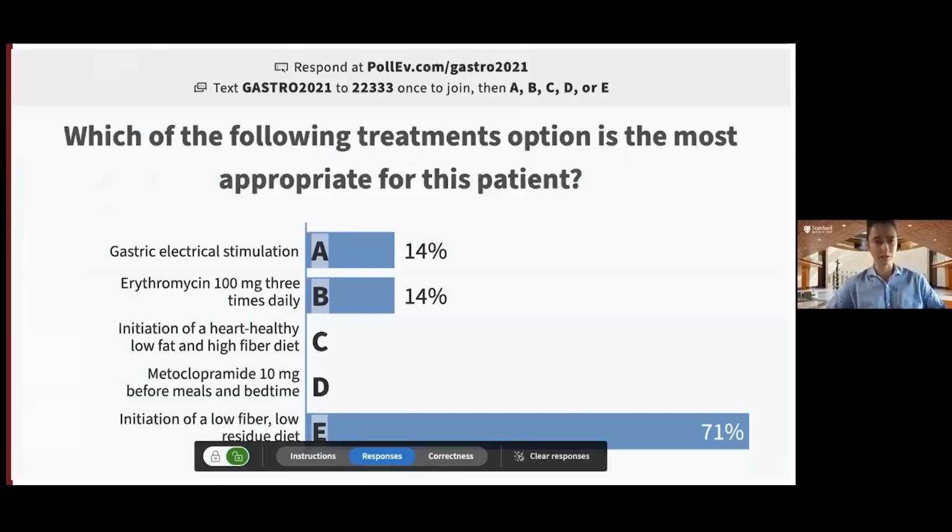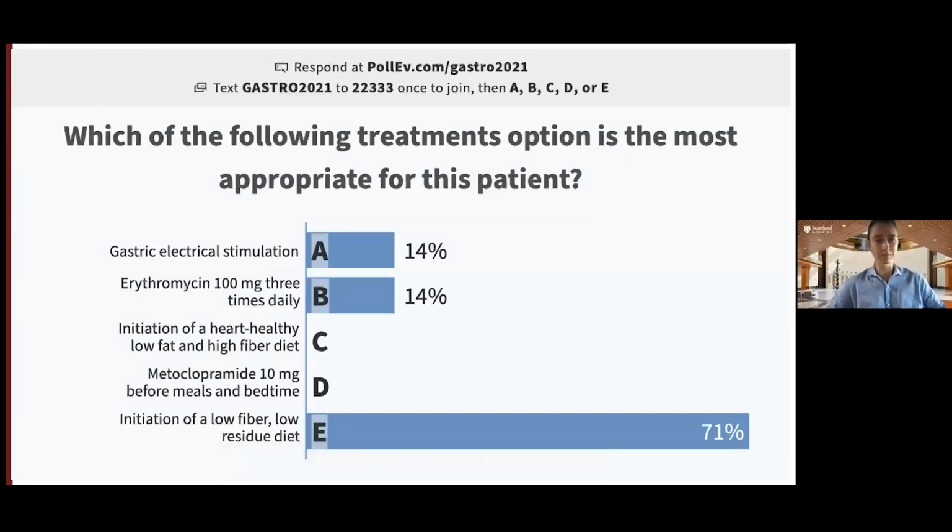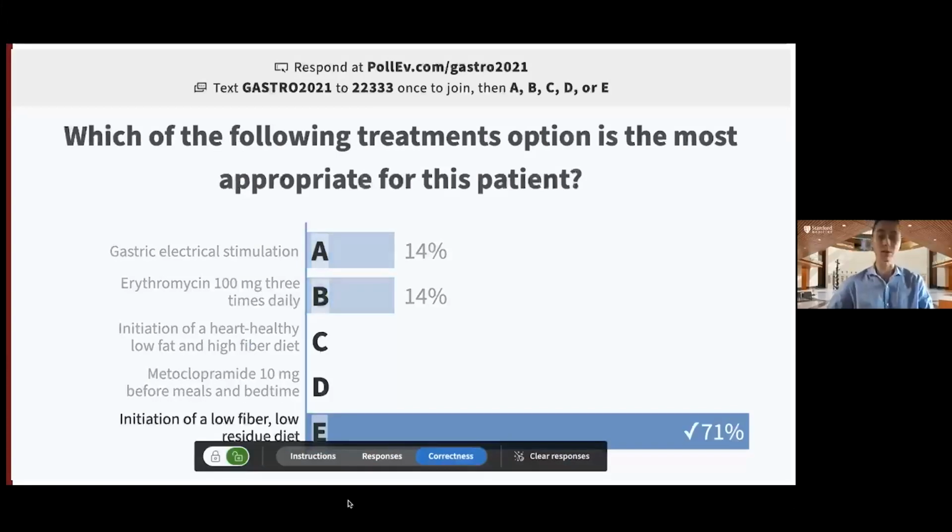Reviewing, the correct answer is E, initiation of a low fiber, low residue diet. So the question here is about getting the right diagnosis, which is gastroparesis, and then knowing what is the best initial treatment management. And if we look at the options here, this patient has Parkinson's disease. The patient presents with a chief complaint of abdominal pain. And so these are important factors to take into account for treatment of gastroparesis.